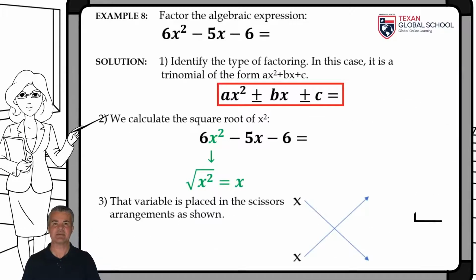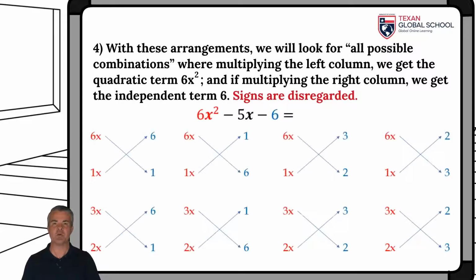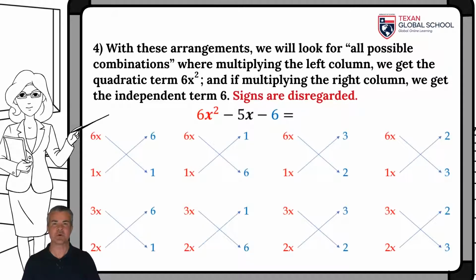As we can see, it is a trinomial of the form ax squared plus bx plus c. Since the numerical coefficient of the quadratic term is different from 1, we then calculate the square root of x squared. The result, x, is placed in the column of the scissors arrangement as shown. Now, we will look for all the combinations where multiplying the column on the left gives the quadratic term ax squared, and multiplying the column on the right returns the independent term c. It should be noted that the signs are disregarded.